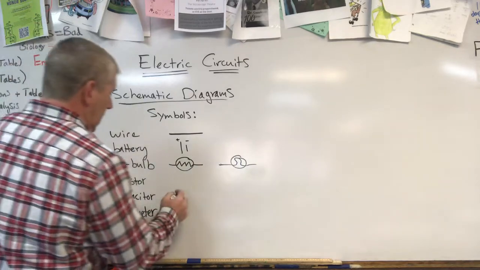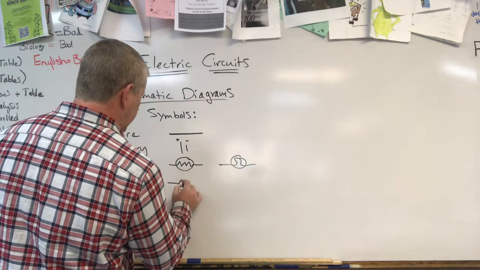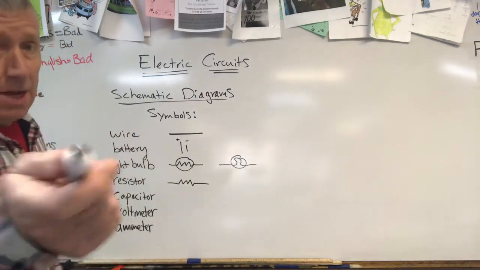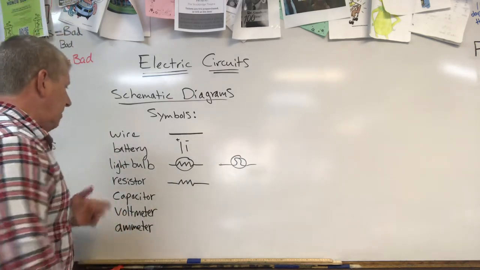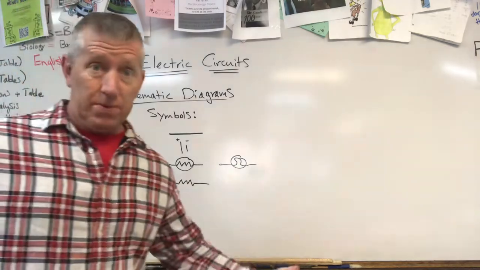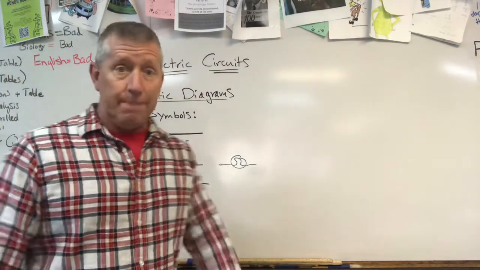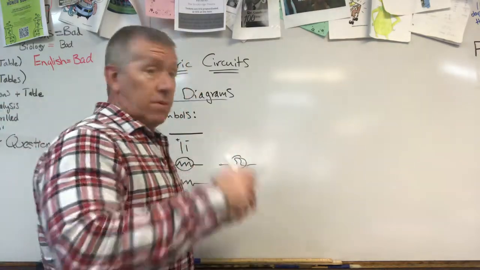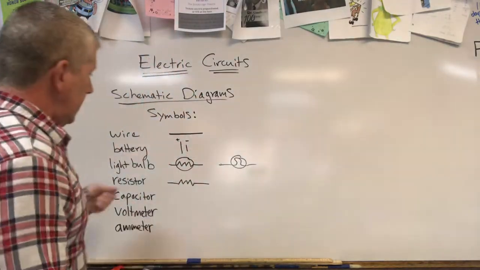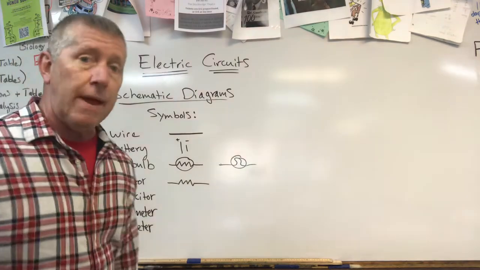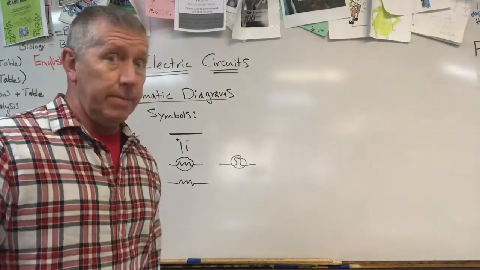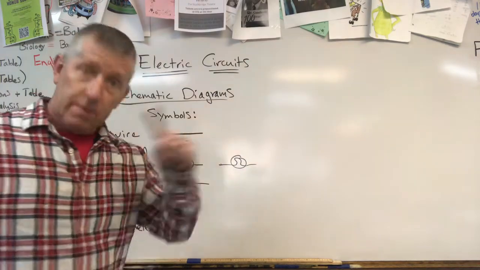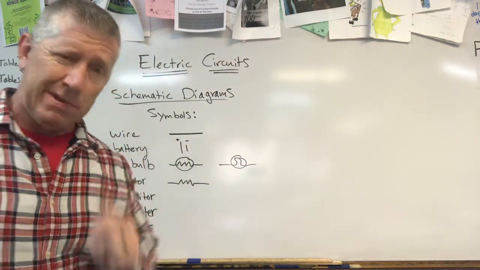All right, a resistor. A resistor is the same thing as a light bulb, except you don't have the bulb thing around it. So a resistor is a squiggly line. In fact, a light bulb is a resistor, but it's used so often. There's so many light bulbs in the diagrams we're going to be using, and in the ones we do in lab, that we give the light bulb a special symbol. Like some of you out there, special. So that is a resistor with a circle.